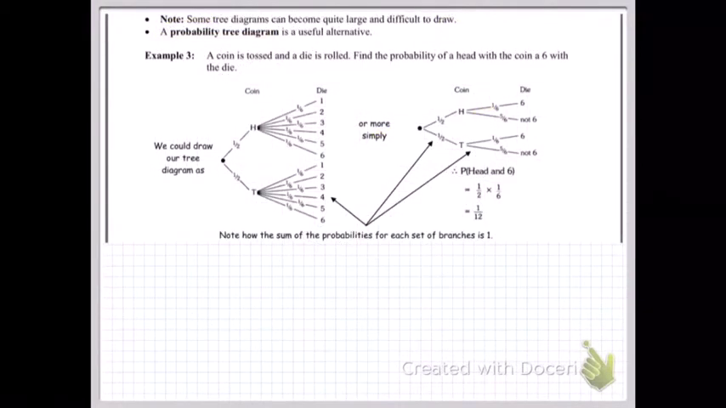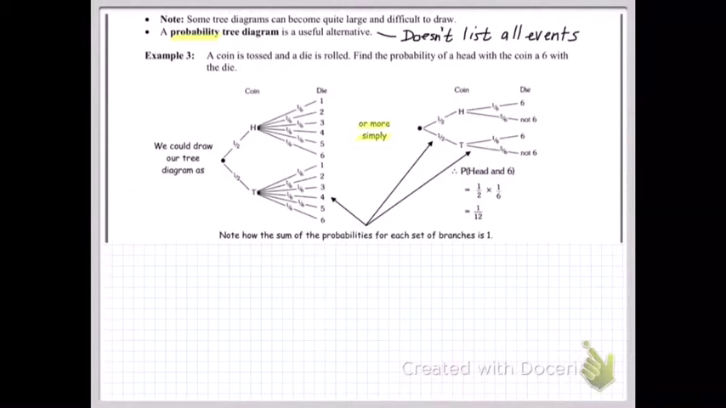Let's go one step further. Some tree diagrams can become quite large, which makes them difficult to draw. So instead of a basic tree diagram, we draw a probability tree diagram, which does not list all events. So here's another coin and die experiment. And we could draw our tree diagram like the one on the left, where we list all the outcomes, or we can do it more simply, shown on the right.